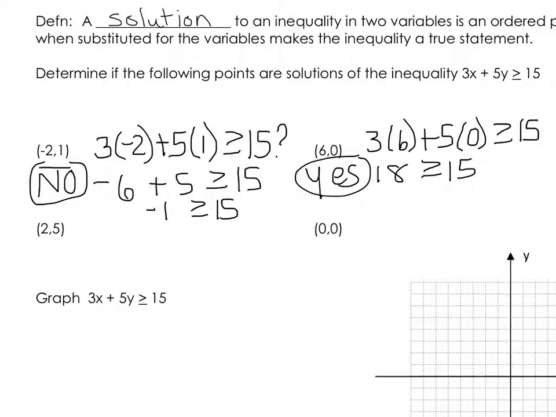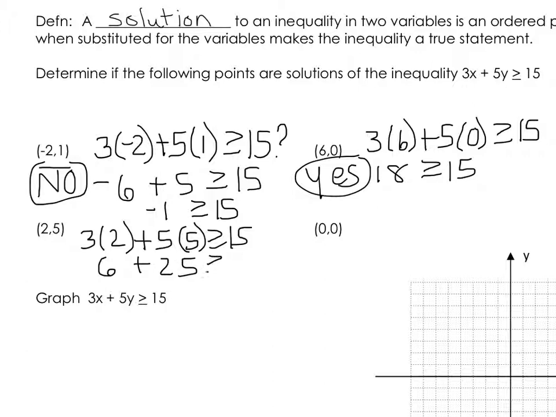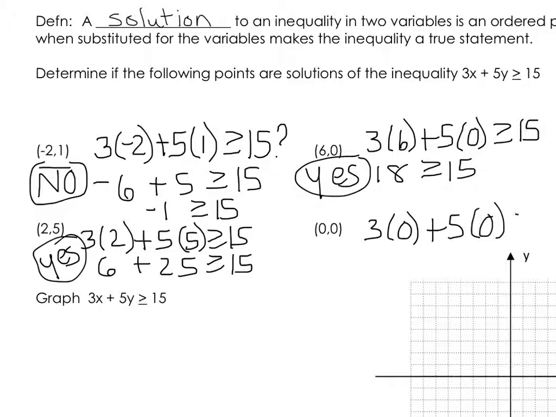2, 5. 3 times 2 plus 5 times 5. Is that greater than or equal to 15? 6 plus 25. Is that greater than or equal to 15? Yes, it is. 0, 0. 3 times 0 plus 5 times 0. Is that greater than or equal to 15? No, it is not. It is not a solution to the inequality.